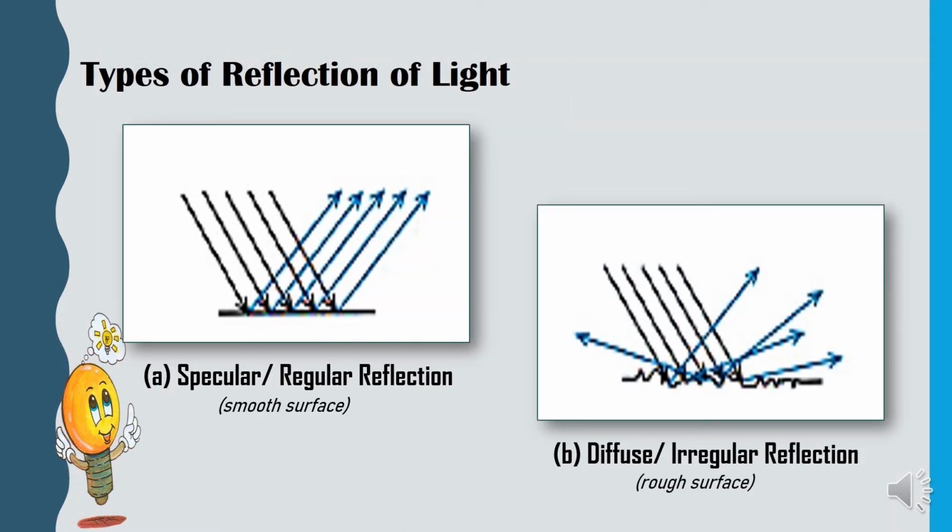The diagrams show the reflection of light in smooth and rough surface. The black arrows represent the incident rays and the blue arrows represent the reflected rays. In smooth surface, the incident rays are reflected in one direction. However, in rough surface, the incident rays are reflected in different directions.